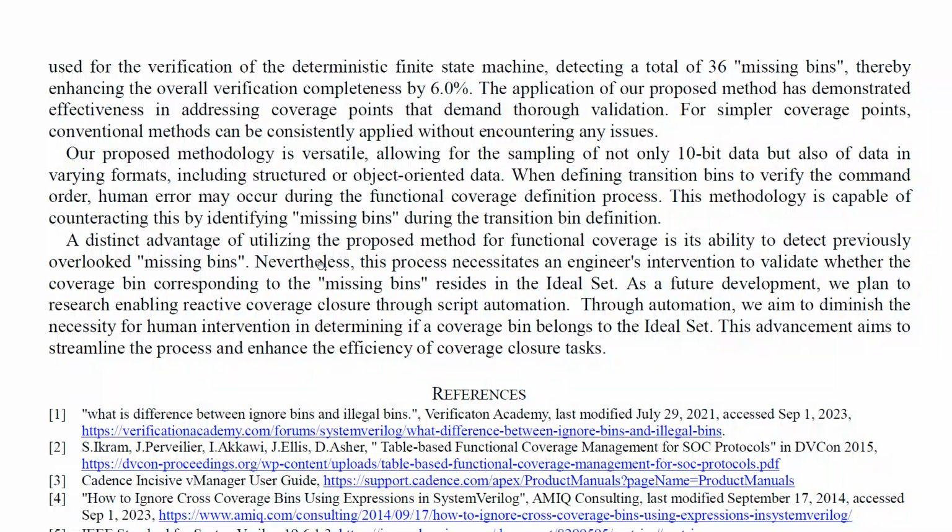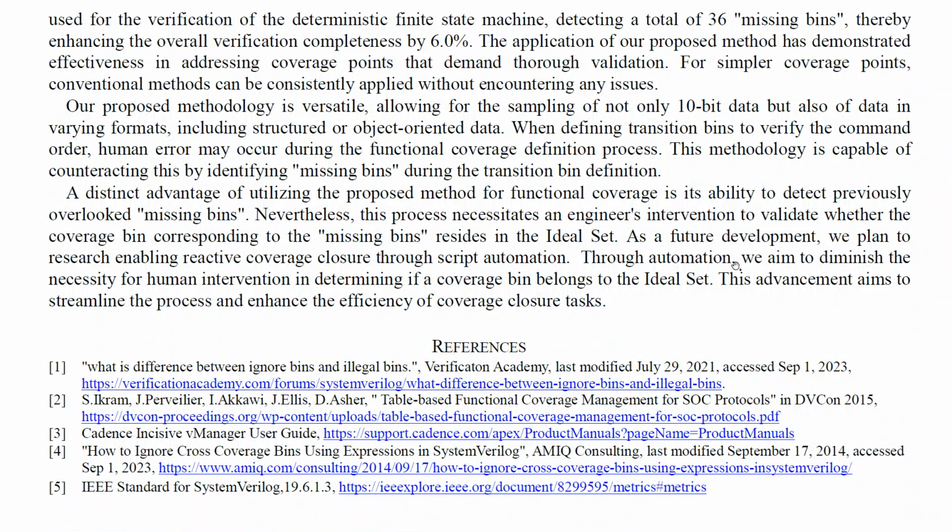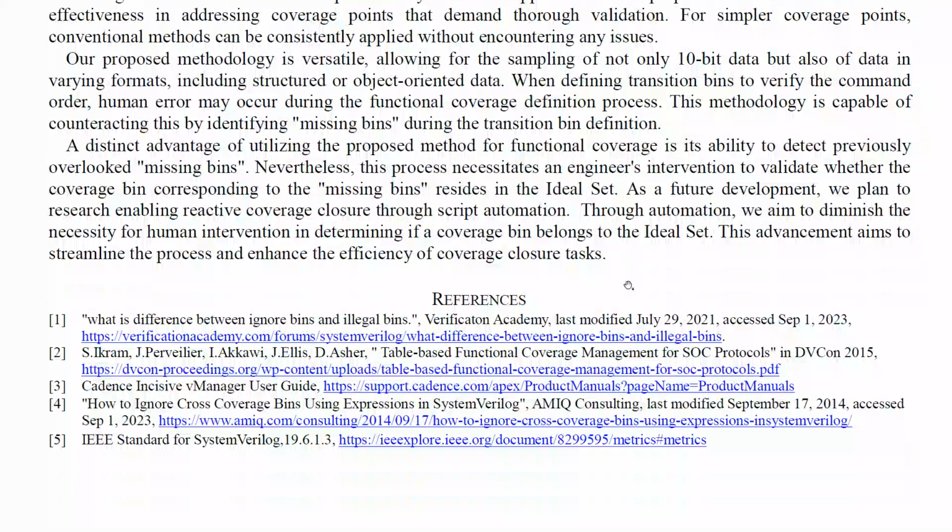A distinct advantage of utilizing the proposed method for functional coverage is its ability to detect previously overlooked missing bins. Nevertheless, the process necessitates the engineer's intervention to validate whether the coverage bin corresponding to the missing bins resides in the ideal set. As a future development, we plan to research enabling reactive coverage closure through script automation. Through the automation, we aim to eliminate the need for human intervention in detecting if a coverage bin belongs to the ideal set. This advancement aims to streamline the process and enhance the efficiency of coverage closure tasks.